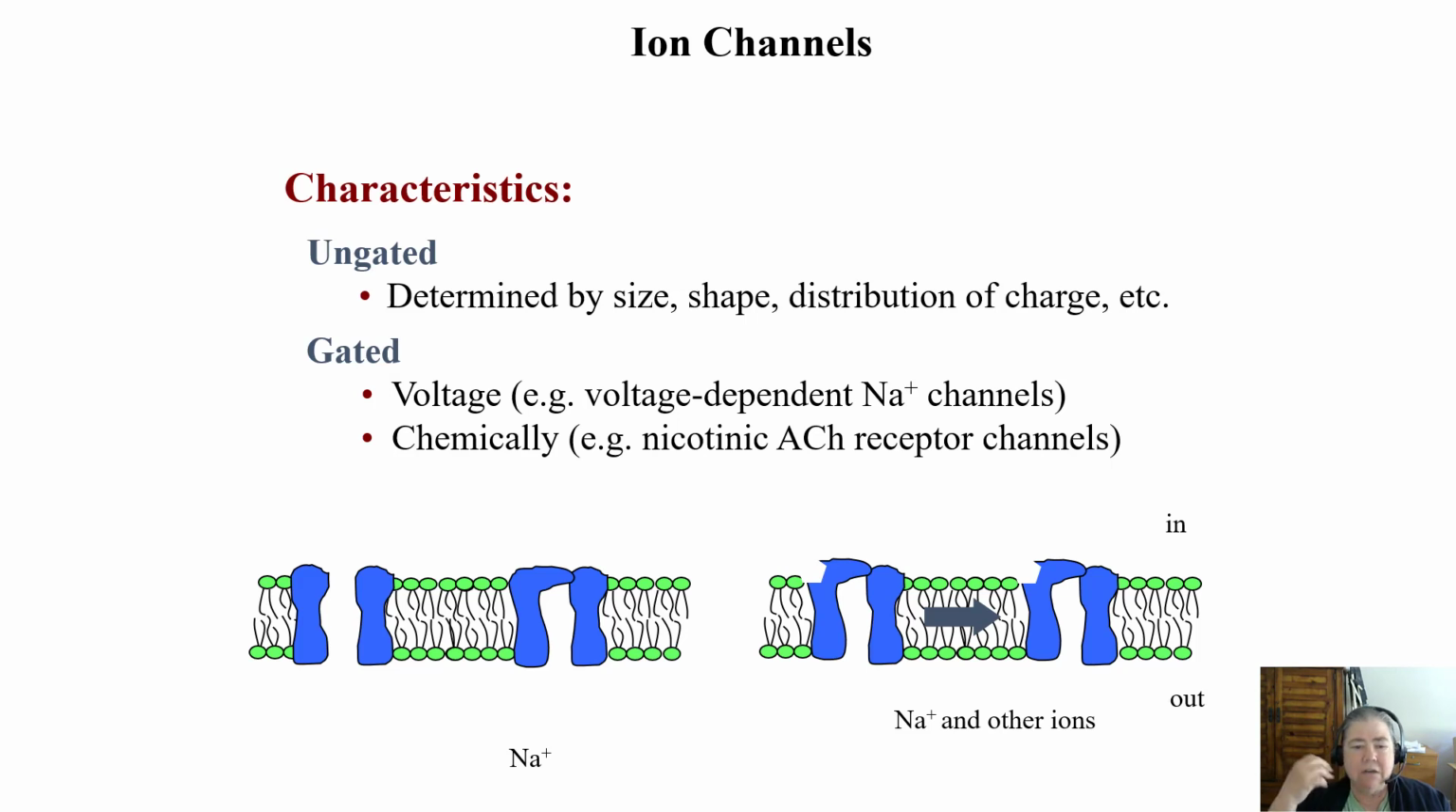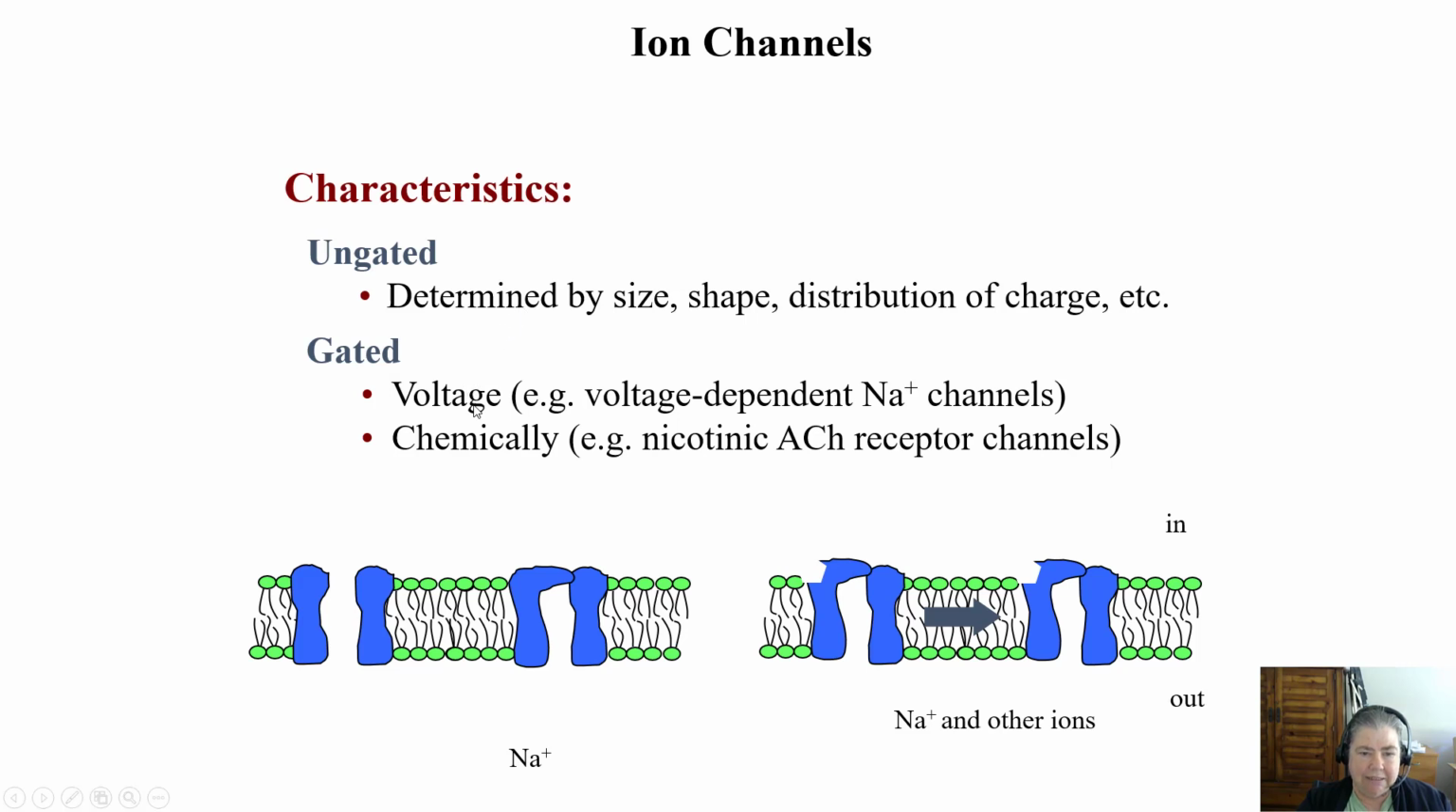Now, channels across which ions move can either be ungated or they can be gated. Okay? And an ungated channel allows the substance to cross, determined by size and shape and the distribution of charges. So obviously ions are charged, and distribution of charges is going to affect the crossing. And we'll talk about that a little bit more later.